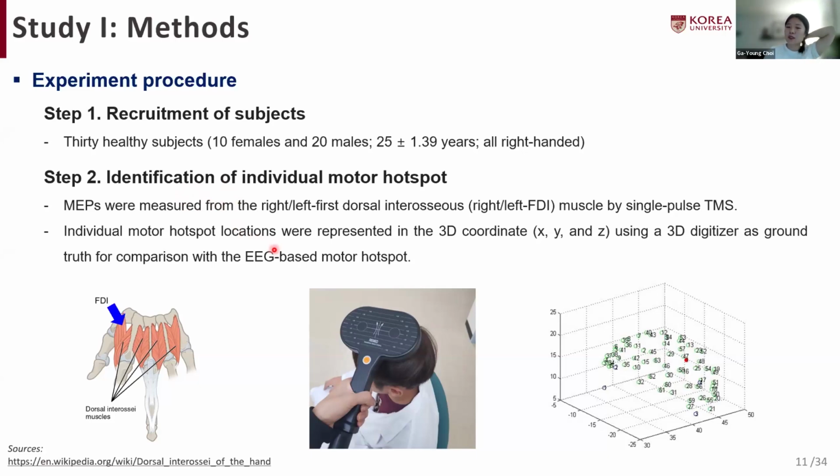of the FDI muscle. So we used single pulse TMS on the contralateral motor cortex to find their motor hotspot. To record the location of the motor hotspots, we used a digitizer to mark the 3D coordinates based on the vertex, in other words, the location of the Cz point in terms of the International 10-20 system. The coordinates serve as the ground truth for comparing with the estimates obtained through our EEG-based approach.